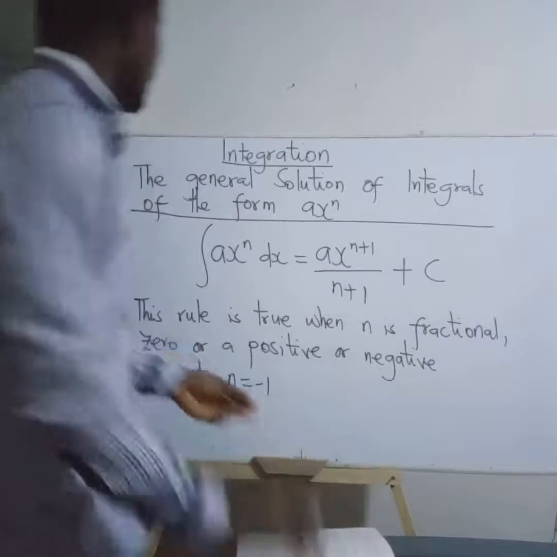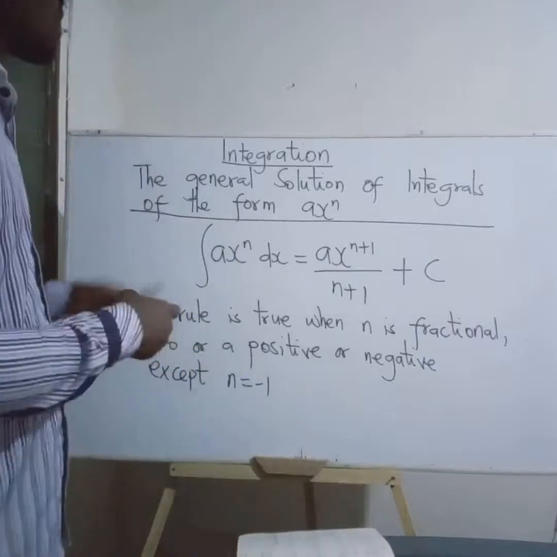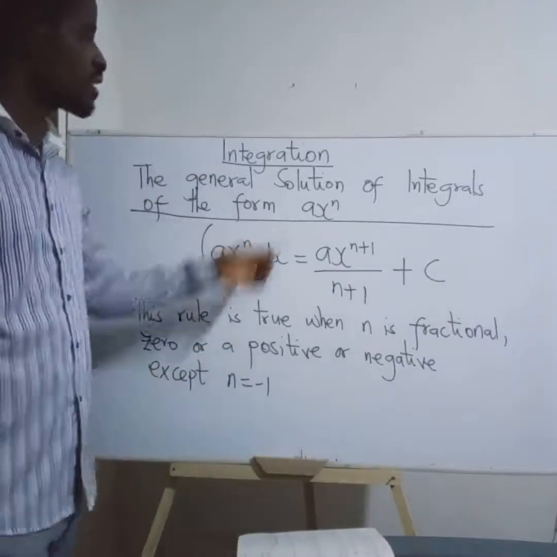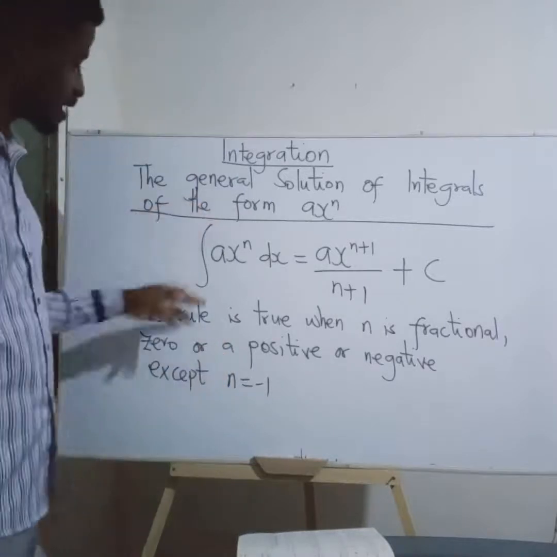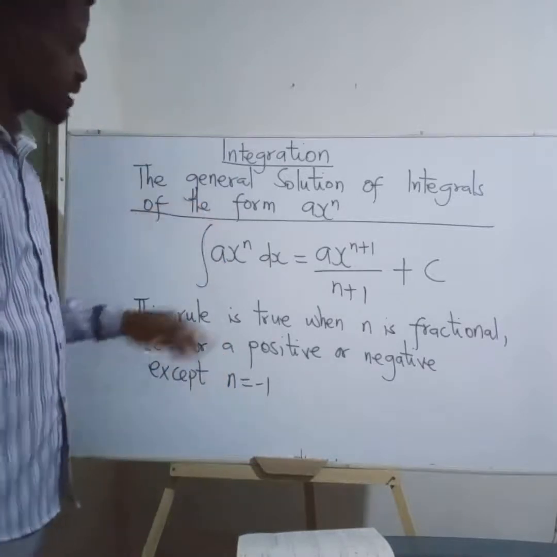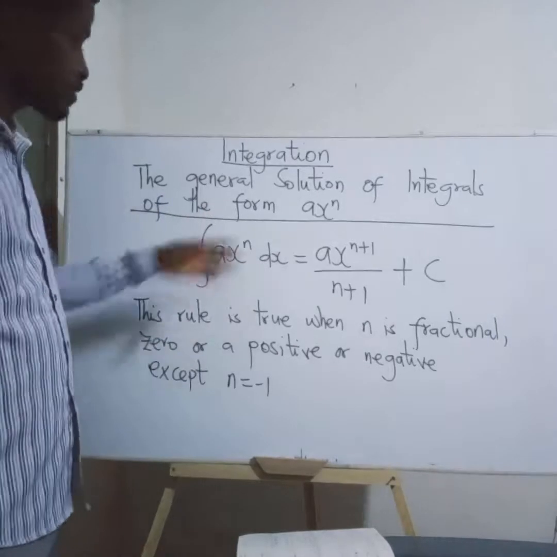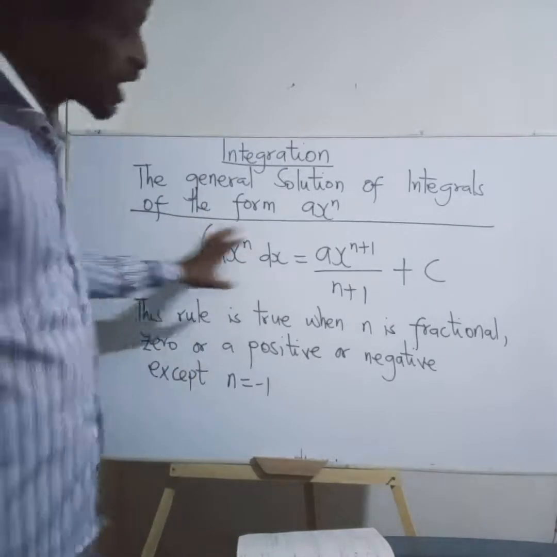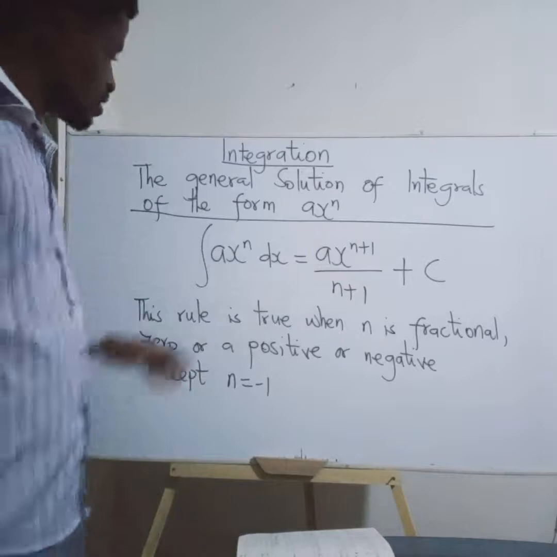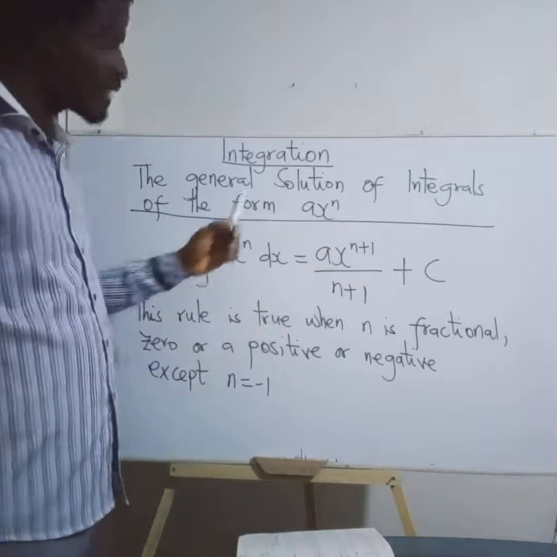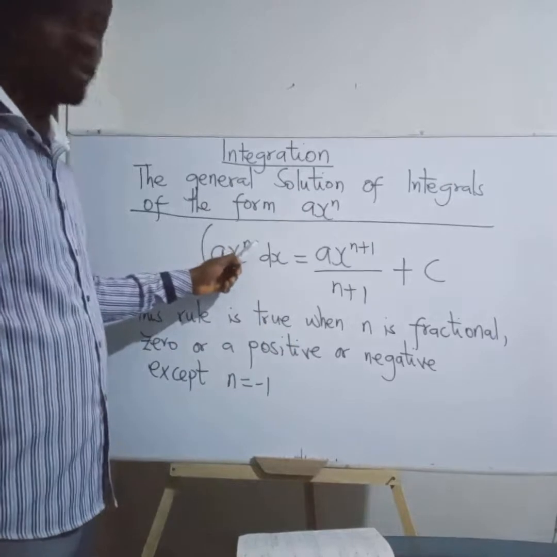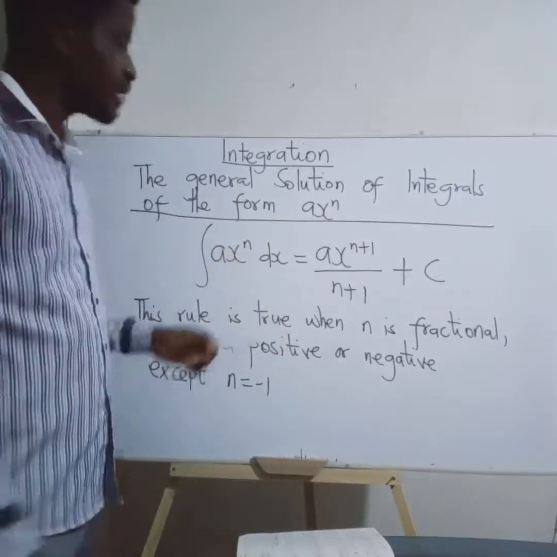Okay, so we are looking at how to find the general solution of integrals of the form ax exponent n. So we have our integral sign of ax exponent n dx. We are integrating with respect to x. So this is the general formula. So anytime you are finding the integral of, you add 1 to the power, then you divide it by the whole power.